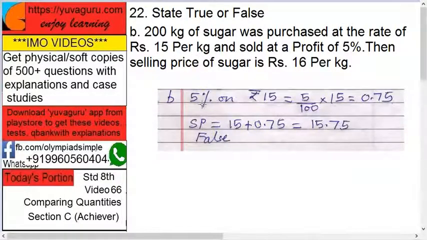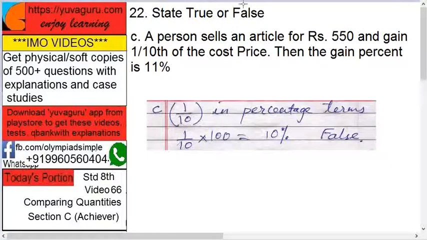Okay, so 5% on rupees 15. Here profit is 5%, cost price is 15 rupees, so we have to find the selling price. So 5% on 15 means 5 upon 100 into 15, right? Equals 0.75. So this is the profit. So selling price will be what? Cost price plus profit. So SP equals cost price plus profit, so 15 plus 0.75, that is 15.75. But what is given? 16 per kg. So this is false. Next, a person sells an article for rupees 550.